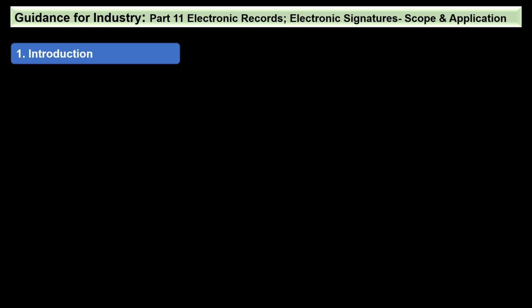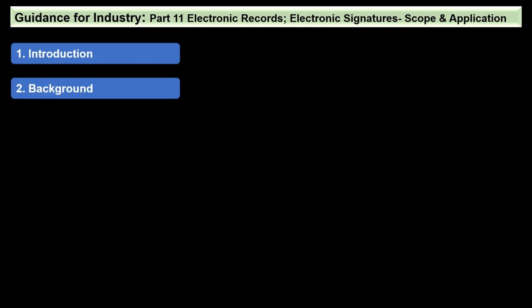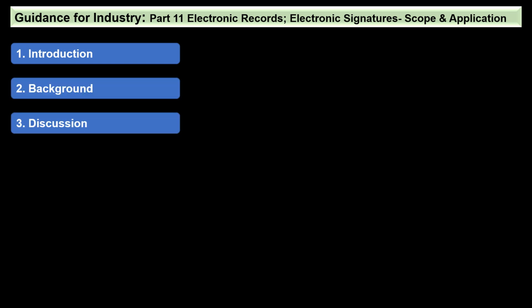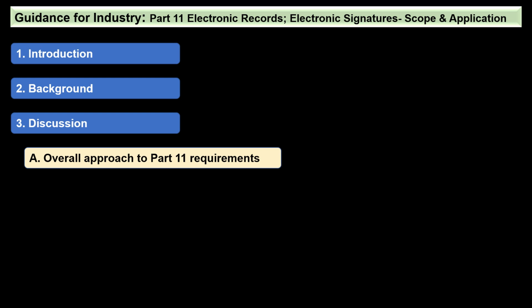Now we move to the guidance for industry Part 11, records and signatures, the scope and application. Please note that this guidance for industry has been issued in addition to the 21 CFR Part 11 requirements to define specifically the scope and application of the 21 CFR Part 11. So we'll have a look at this guidance, which is in collaboration with the 21 CFR Part 11, what we have seen just now.